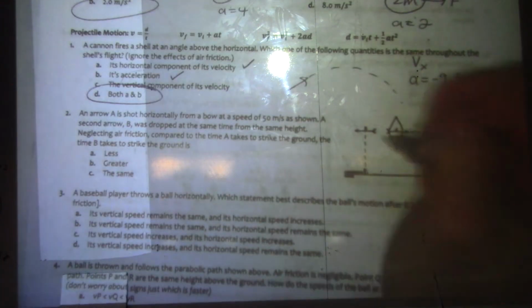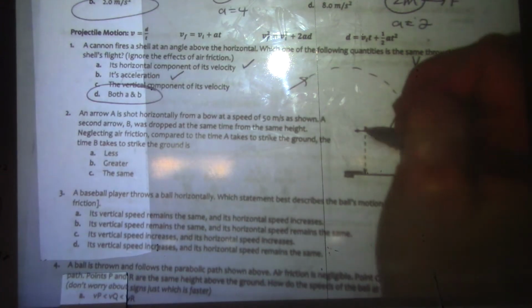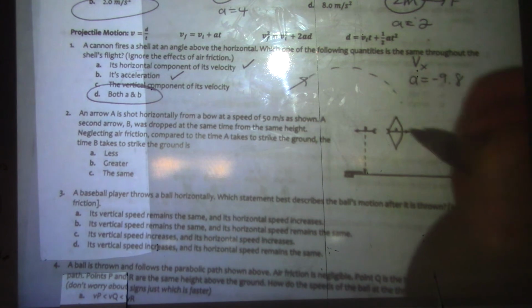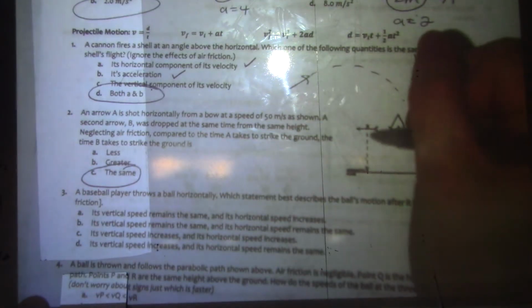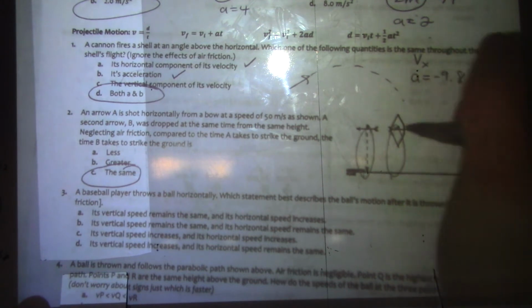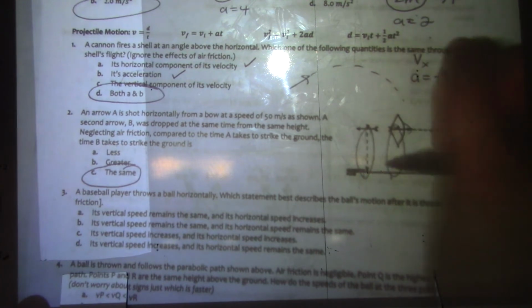An arrow shot horizontally versus an arrow just dropped from the same height. We know that this should be the exact same amount of time because the only thing that time depends on is the y part. They're following the same y distance. Having a greater x velocity doesn't affect the time at all, only the y would.